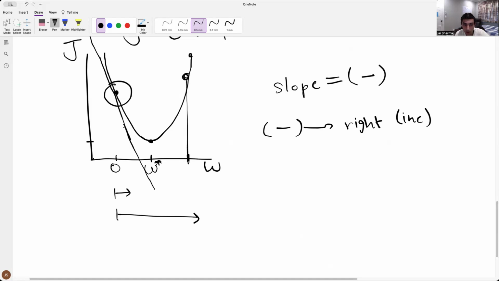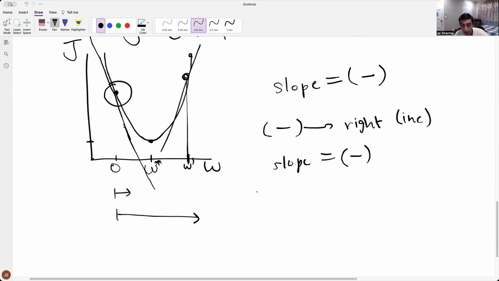Let's say this is our guess for W, right? And we want to know, should we be increasing the value of W or decreasing the value of W? Well, let's look at the slope of the tangent line at this point. The slope of the tangent line, although I didn't draw it correctly, is positive because it points upward.